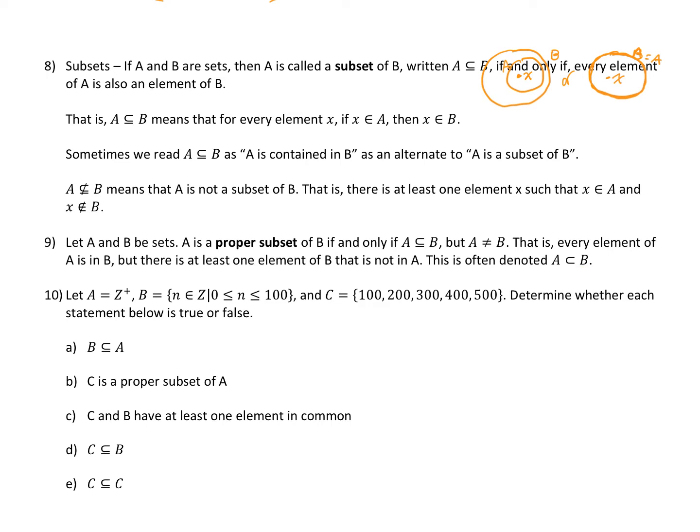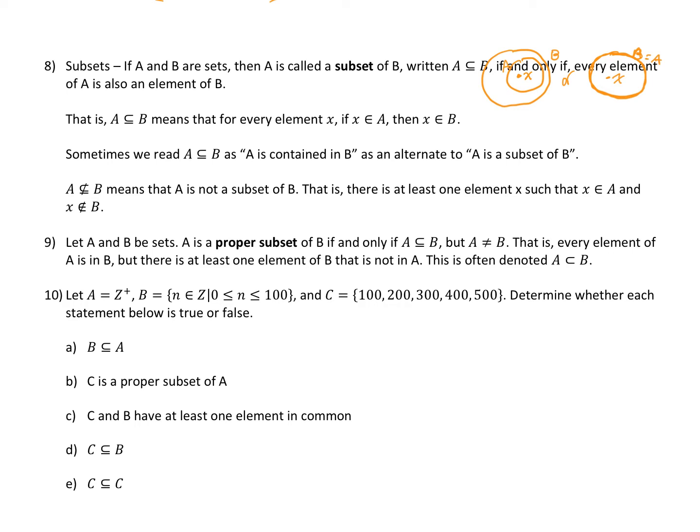Okay, so here we're given three sets. A is the positive integers. B is the set of all n's in Z, so the set of all n's in the integers such that n is between 0 and 100. And C is the set 100, 200, 300, 400, 500. And we want to determine whether each statement below is true or false.